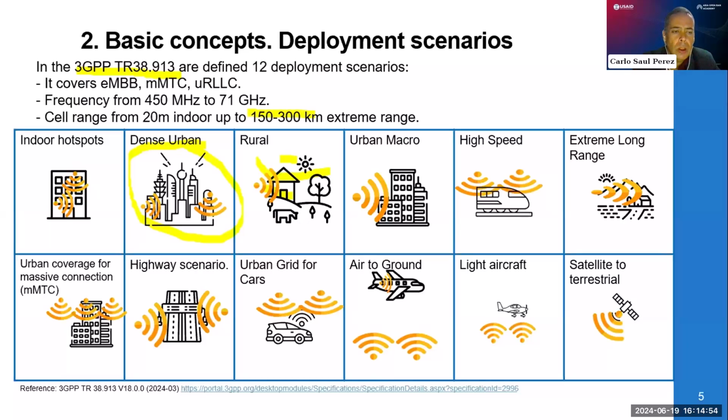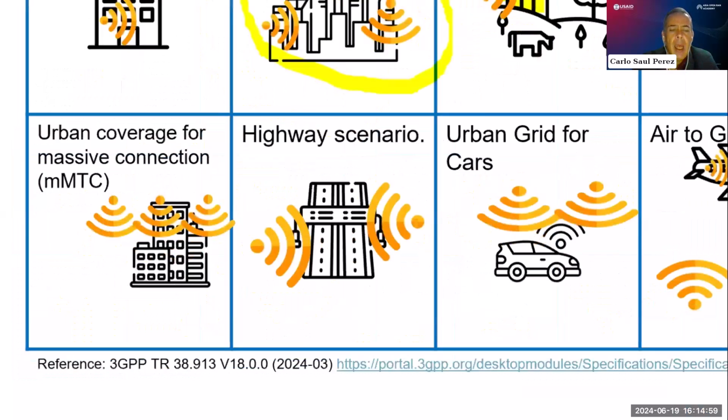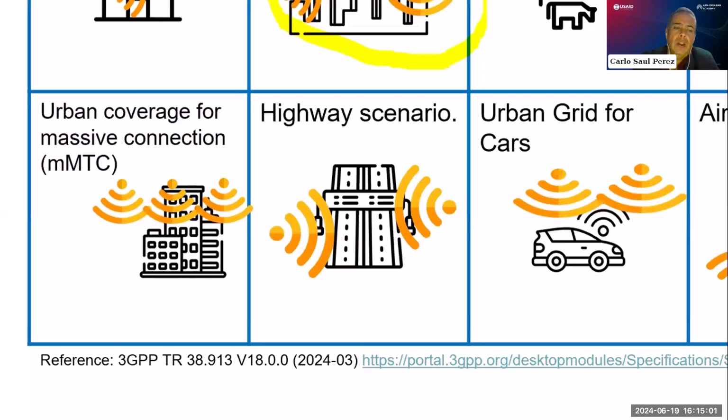Also, you have this urban coverage, as we can see here, where you want to have different IoT devices or massive machine type communication devices located around the city, for example sensors, traffic lights, all of these kinds of devices located here. So you have this urban coverage focused on covering these massive machine type devices.